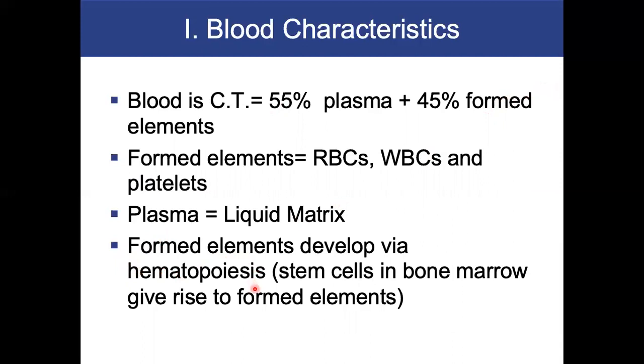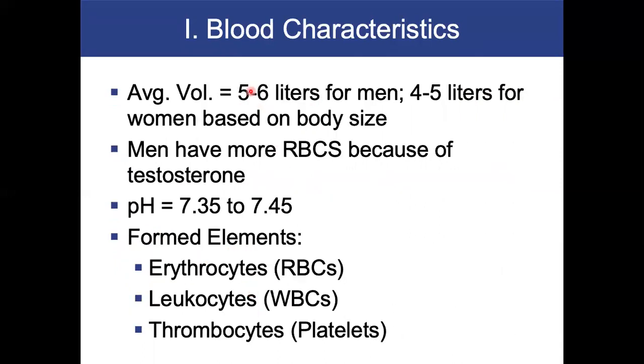So there's stem cells in the red bone marrow, and they give rise to your red blood cells, white blood cells, and platelets. Average volume of blood, 5 to 6 liters for men, 4 to 5 liters for women. It's based off of body size. Men are going to have more red blood cells because of testosterone. Testosterone increases metabolism, and because men have an increased metabolism, they have an increased demand for oxygen. So their red blood cell indices are going to be slightly higher. That means red blood cell count, hemoglobin concentration, and hematocrit.